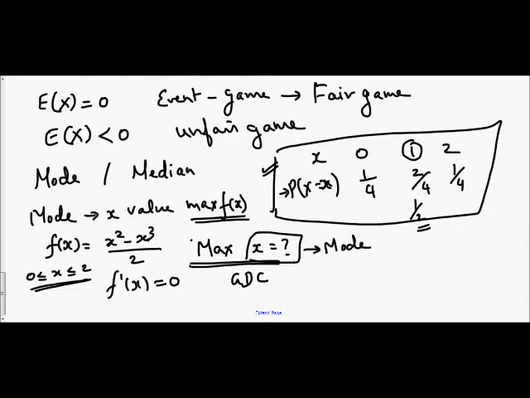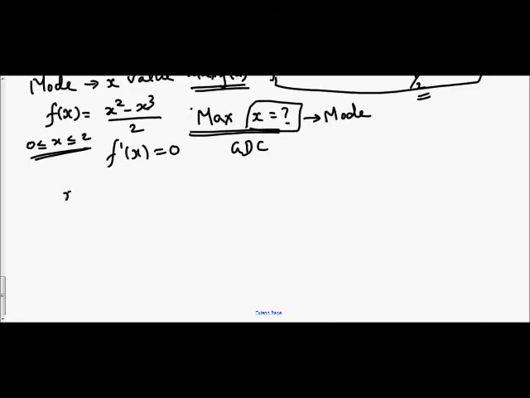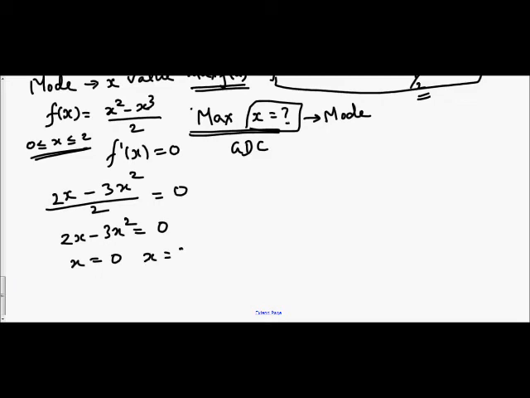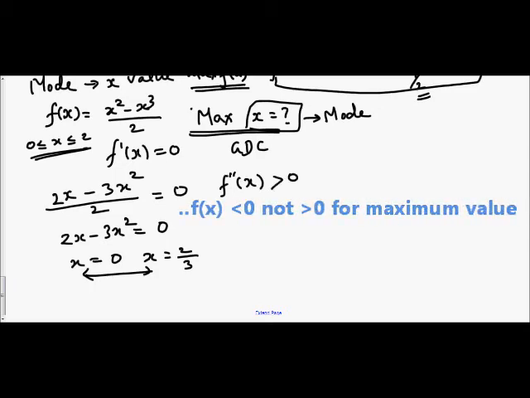So for this, you will have f'(x) = (2x - 3x²)/2 = 0. Therefore 2x - 3x² = 0, and you get x = 0 or x = 2/3. Okay, you need to check for which value of x the f(x) is maximum. For this, you need to go for f''(x) and see which is positive. That value of x, either this or this, would be the mode of the function.